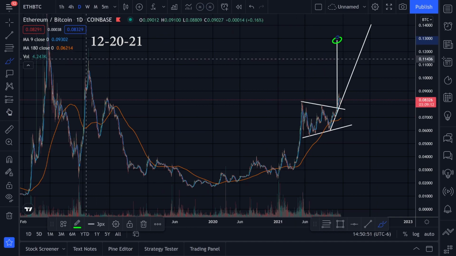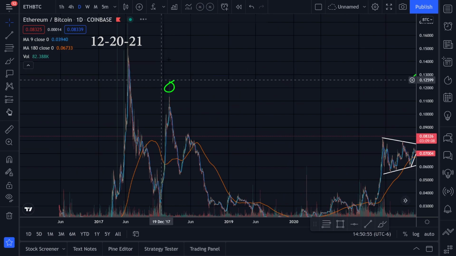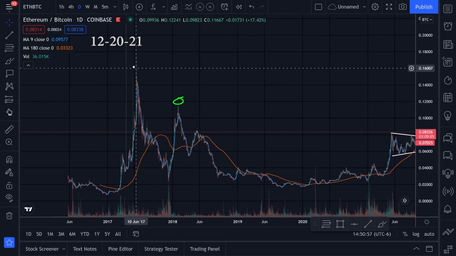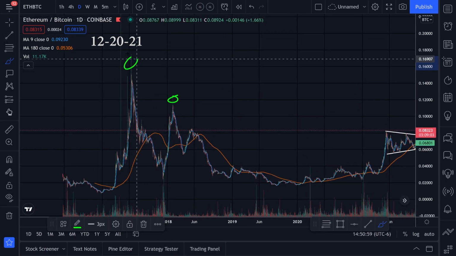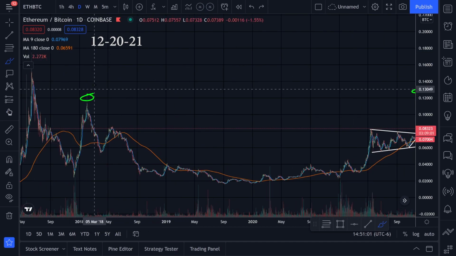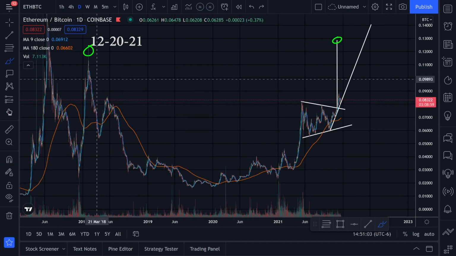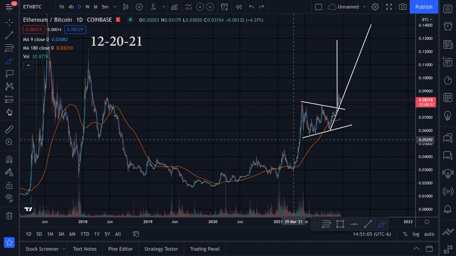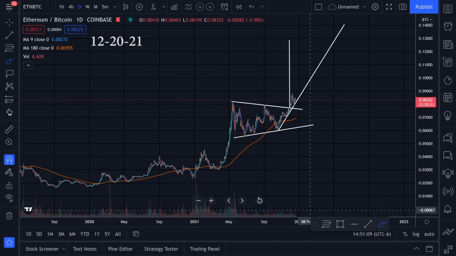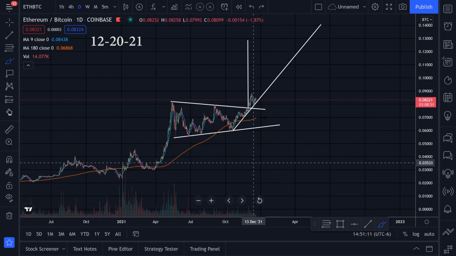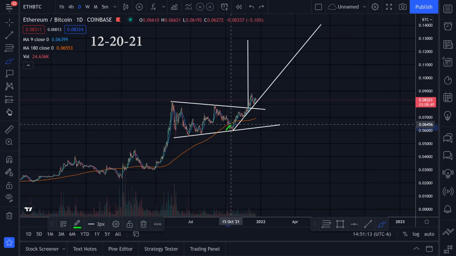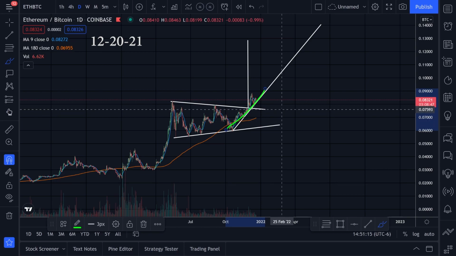And the other spot is this previous top over here. If we zoom out, we have this top, and we have another top over here. We have another top over here. I've been looking at this top to see if we could come up and hit this top over here. I've been waiting for a breakout. We finally got it, but it doesn't look like there's a lot of volume coming in, like a lot of Bitcoin money is coming straight into Ethereum.